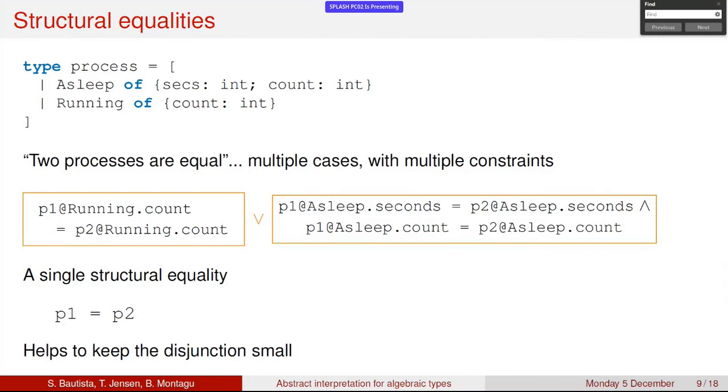And in the case where both processes are asleep, we even would need multiple constraints in order to state that the processes are equal. Multiple constraints for the different fields involved. Whereas if we introduce an abstract domain that keeps track of when two extended variables are equal, then a single constraint in this domain, a single structural equality, allows us to have the same information, and hence it avoids having to consider multiple cases. And so it keeps the disjunction small.